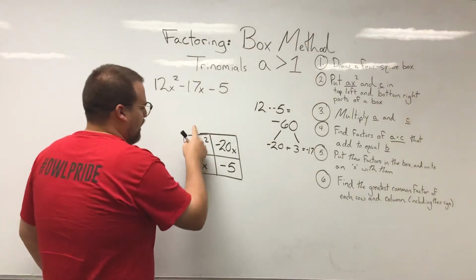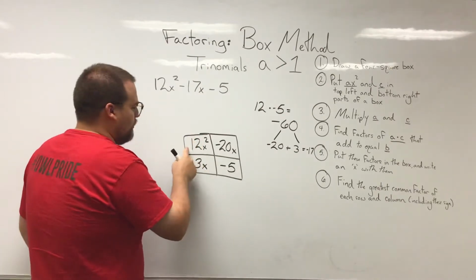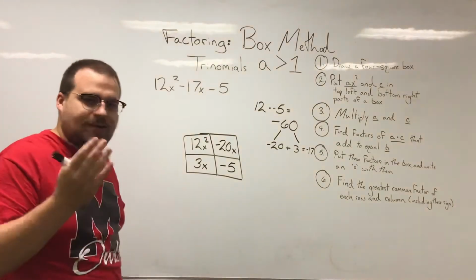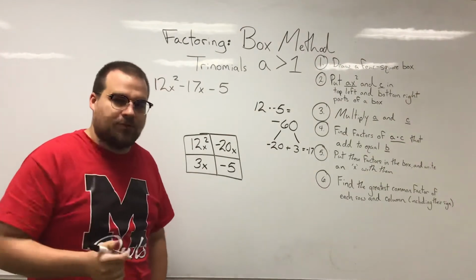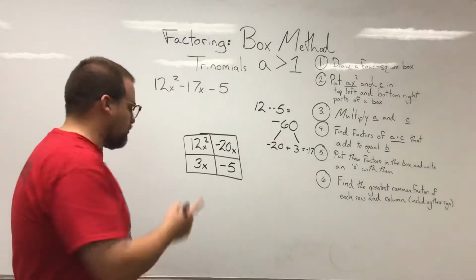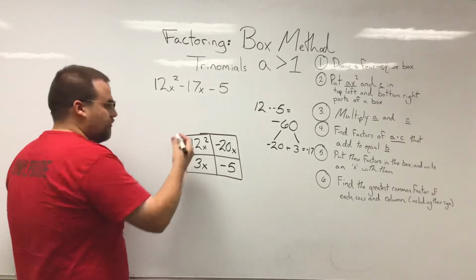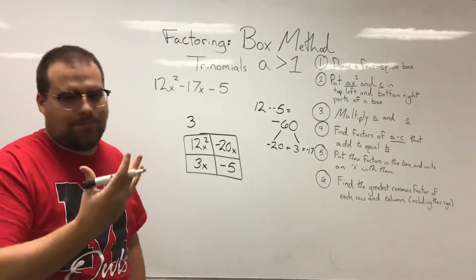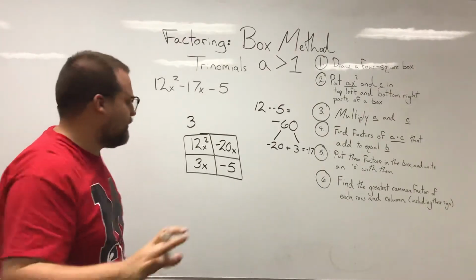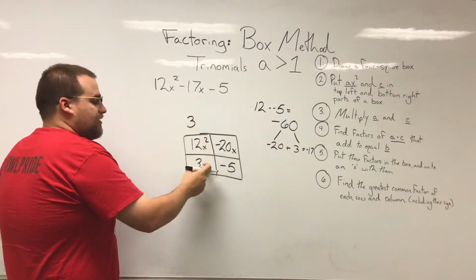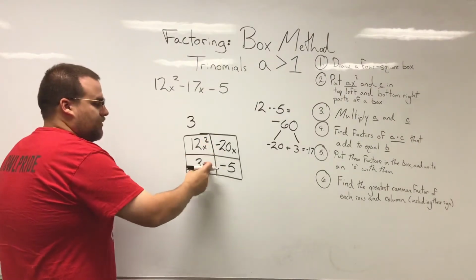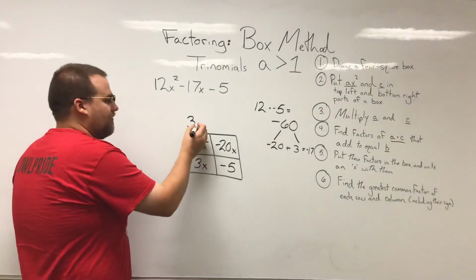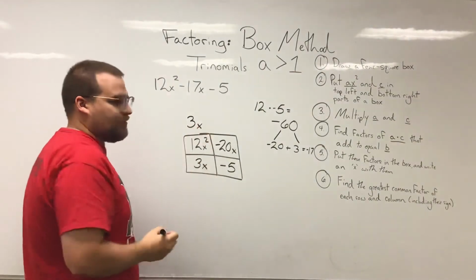When I look at my first column, 12x squared and 3x, what is the greatest common factor among those numbers? Well, between the whole numbers, 12 and 3, the greatest common factor is 3. I apologize for the bell there, so sorry. Then we have variables here too though, x squared and x. Both of them have at minimum an x, so they also have a common factor of x.